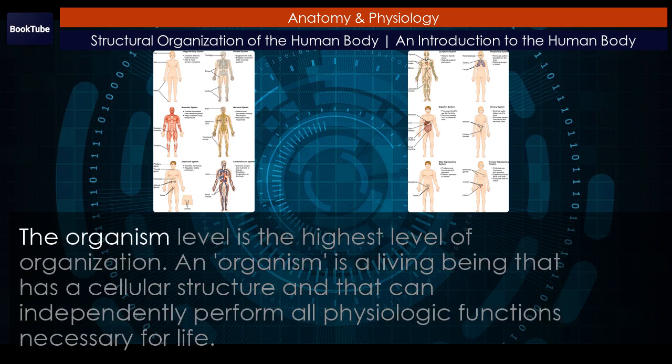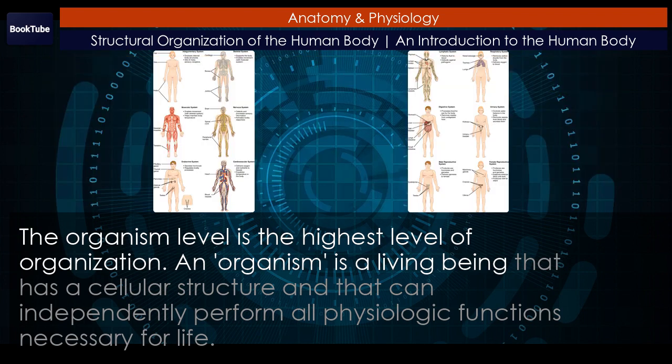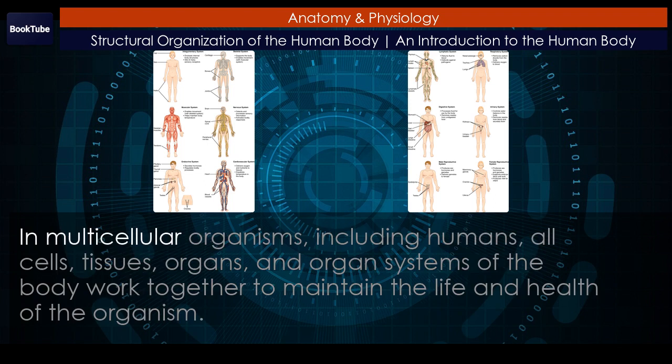The organism level is the highest level of organization. An organism is a living being that has a cellular structure and that can independently perform all physiologic functions necessary for life. In multicellular organisms, including humans, all cells, tissues, organs, and organ systems of the body work together to maintain the life and health of the organism.